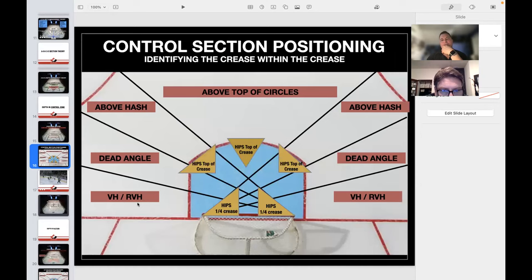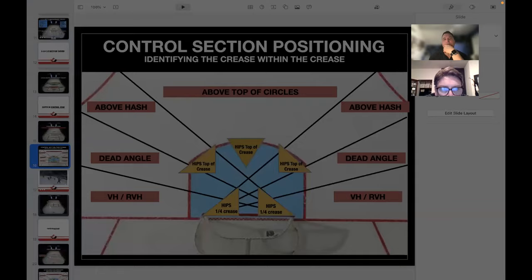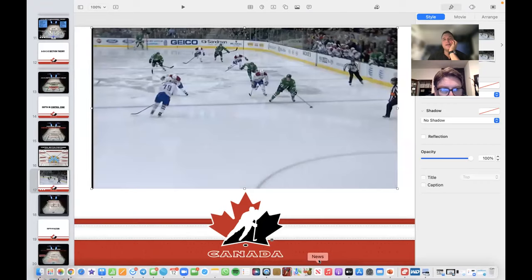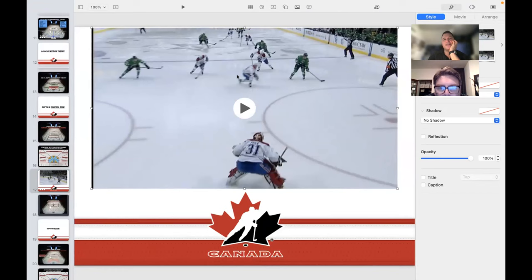How I do it here, I've done one with Carey Price too. It just shows where you want to be. Then I show them an example and ask, what do you see here? You see a guy coming in. You see Carey Price well above the top of the crease. You can see that this guy is not getting the puck, he's got three Canadians in between, but we'll see what happens, right?